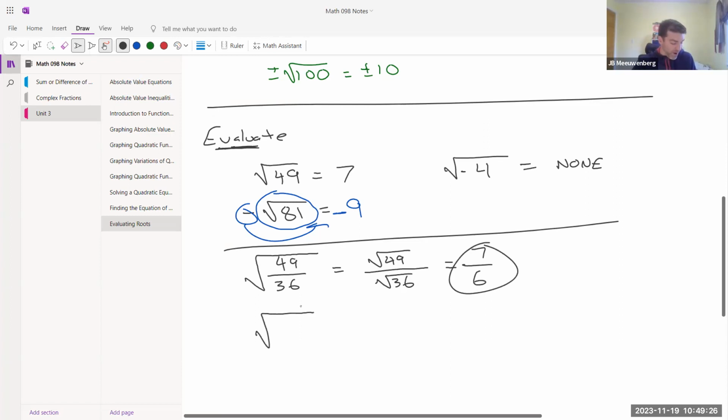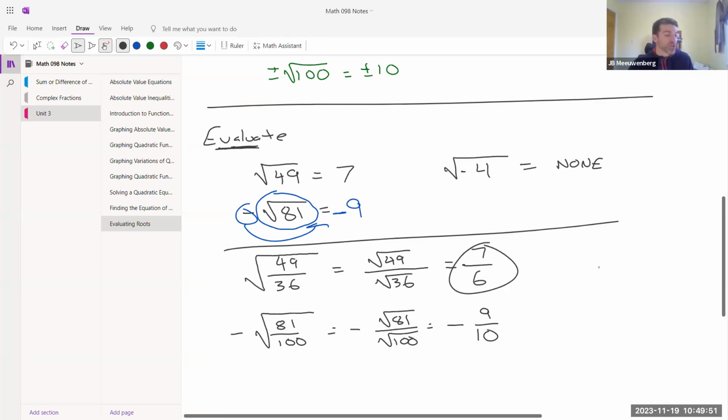So pause and try this one, negative radical 81 over 100. I'll let you ponder that for a moment. I could separate into negative radical 81 over radical 100, which is negative 9 over 10.